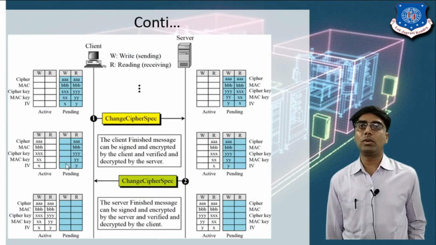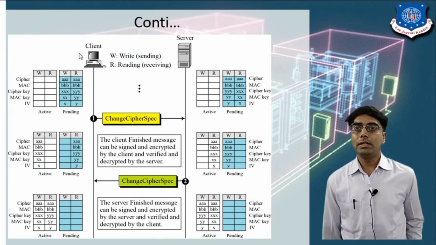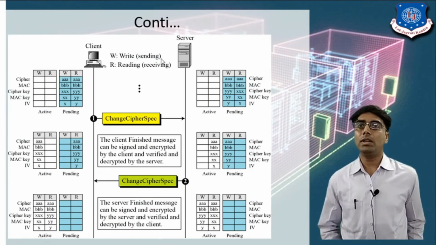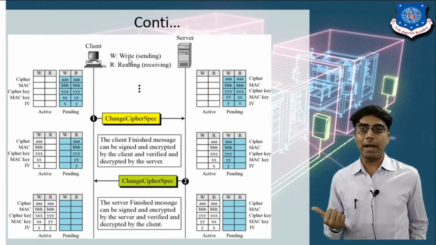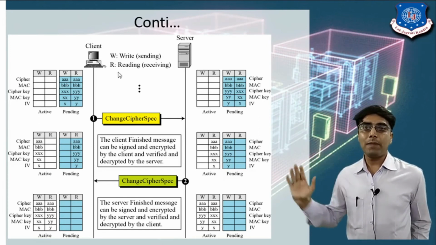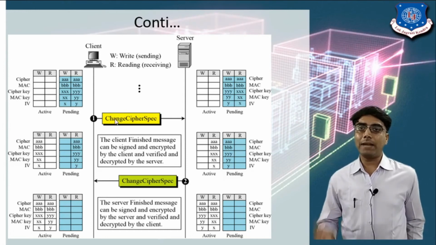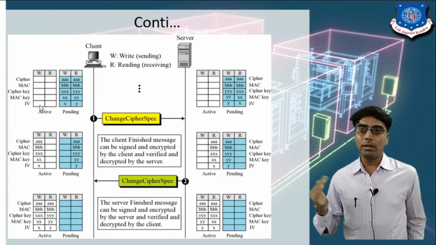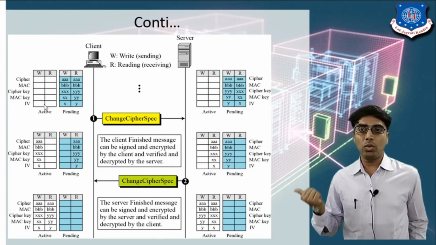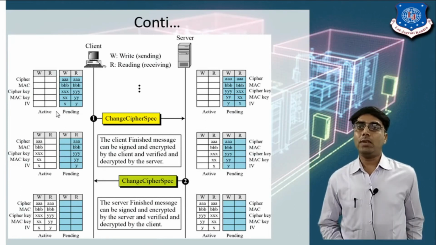Now here you can see there are two users, client and server, and there are two messages. W means write, which means sending, and R means reading, which means receiving. So before the communication starts between the client and server, we have to maintain two tables, active and pending.